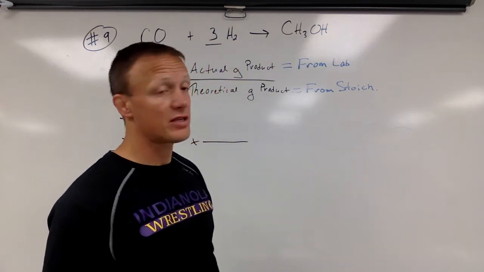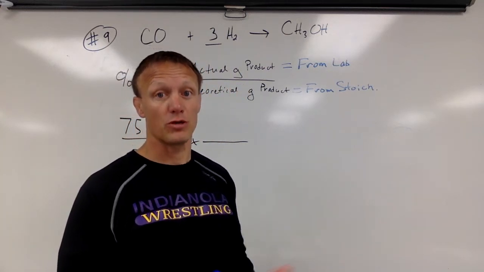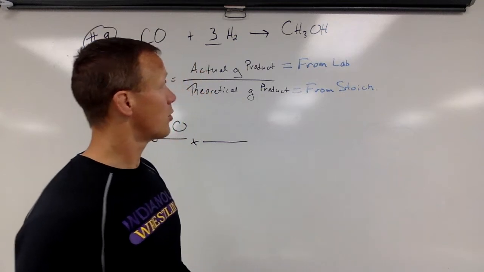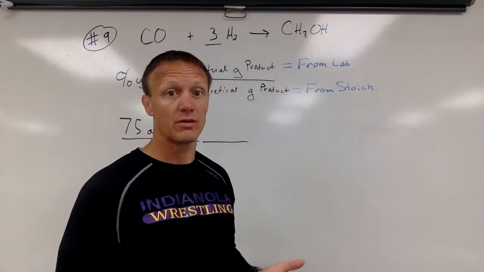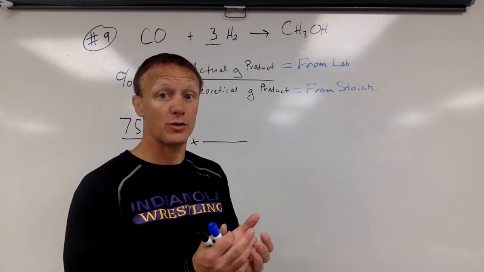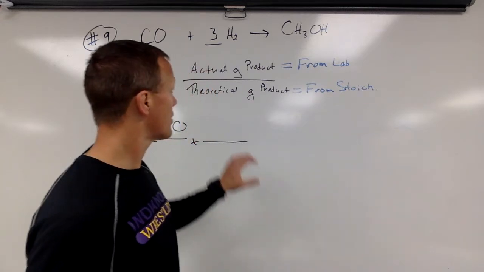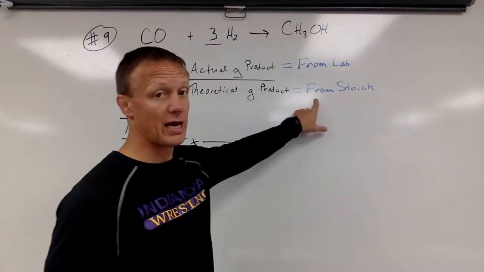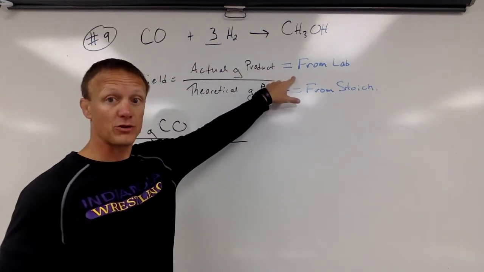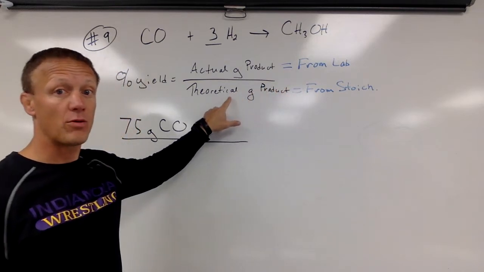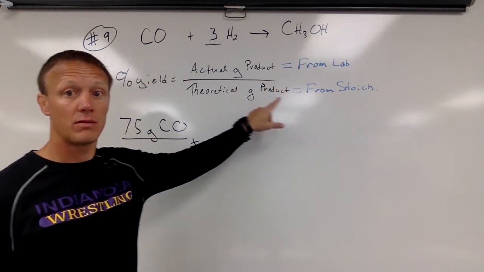Obviously, if you're doing lab stuff, 100% is a good percent yield. So what you're always going to do is compare what you actually would get. If I go out and do this reaction, I'm going to compare what I actually get, called our actual yield, to what you theoretically should have gotten from stoichiometry. So our percent yield is our actual from a lab, or from doing the actual reaction, divided by what we theoretically should have gotten by doing stoichiometry.